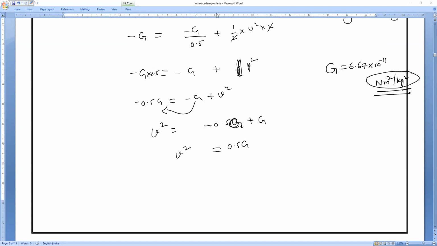So V equals root over 0.5 G. That is the final velocity of both bodies. Because both bodies are symmetrical, their velocities remain the same. That is what you have to remember. Anybody having any doubt, you can ask me, or else we'll proceed further. Are you clear, everybody?